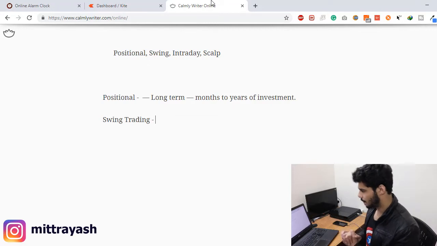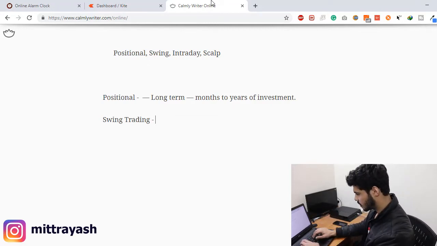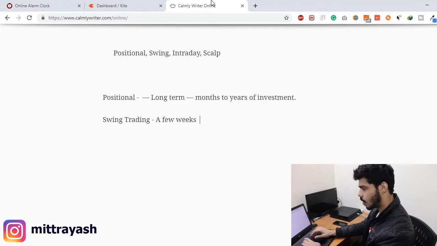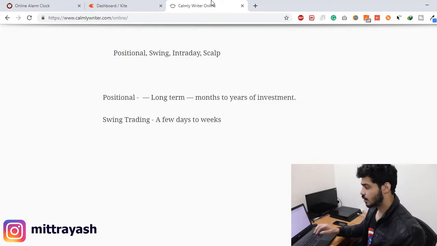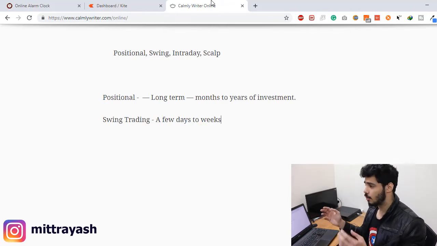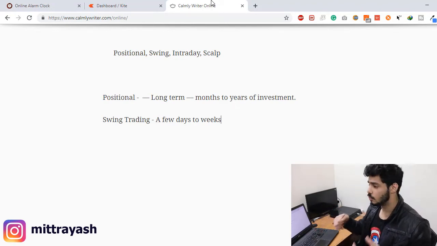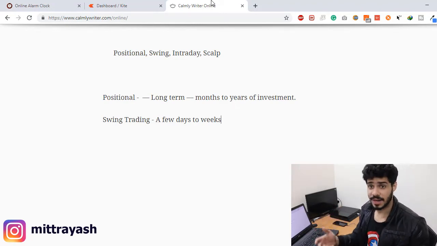Alright, so anyway, in this case, swing trading, how you can do that is you take a few weeks, or you could just say few days to weeks, right? So you hold these stocks for a few days or a few weeks, so just less than 1-2 months, that's it. But you really get rid of the stock within that time.